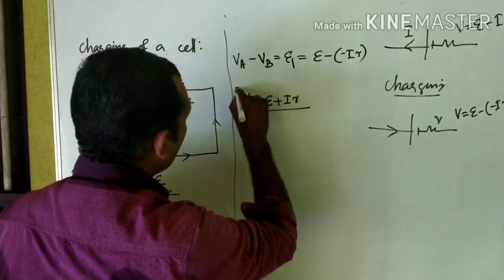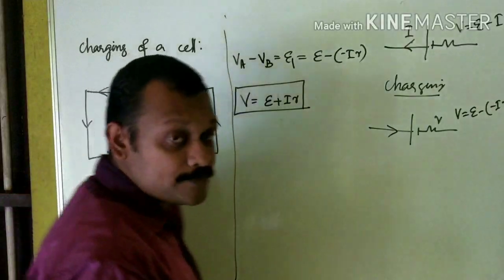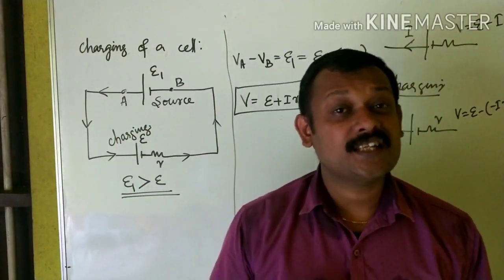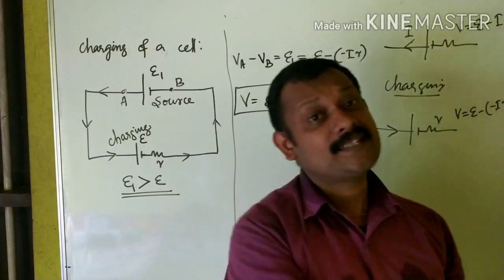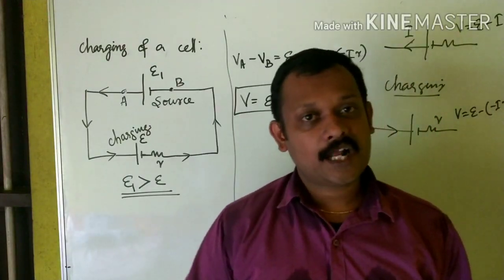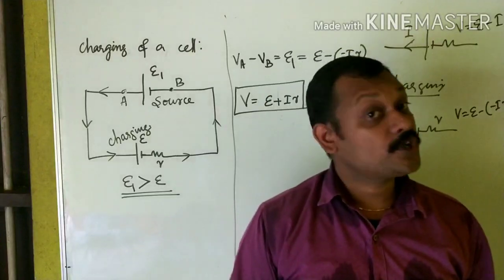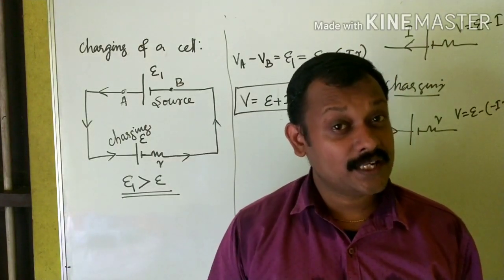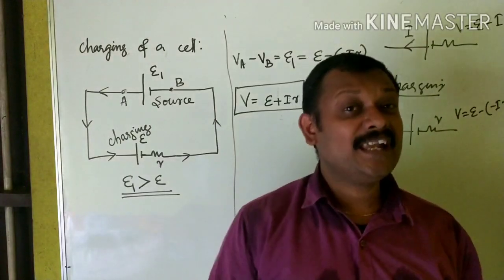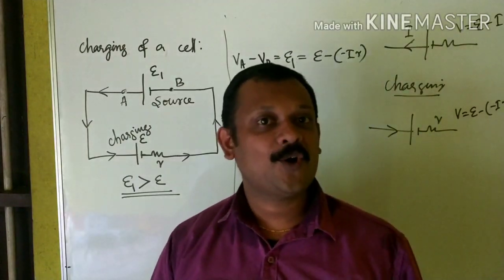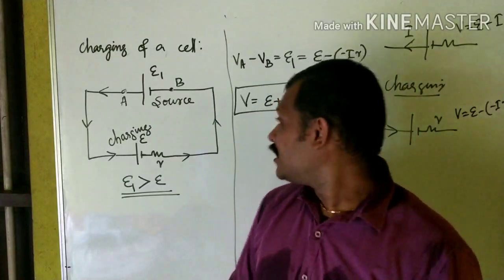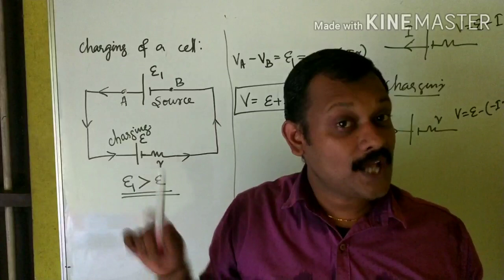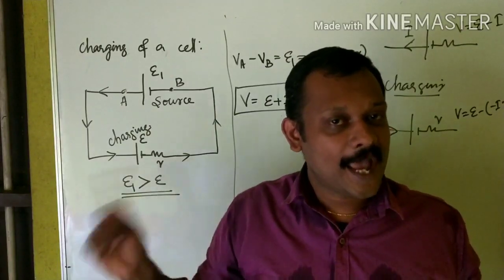The terminal potential V of a charging cell is epsilon plus IR. The terminal potential of a discharging cell is epsilon minus IR. I repeat, the terminal potential of a charging cell is epsilon plus IR. The terminal potential of a discharging cell is epsilon minus IR. Discharging, epsilon minus IR. Charging, epsilon plus IR.